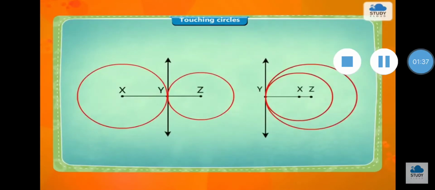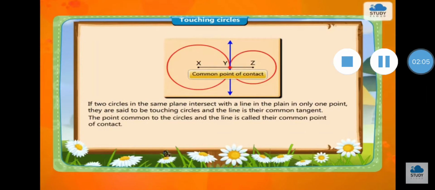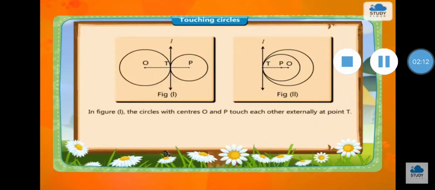Now, touching circles. You can see two circles. The first is circles touching externally, and the second is circles touching internally. If two circles in the same plane intersect a line in the plane at only one point, they are said to be touching circles and the line is their common tangent. The point common to the circles and the line is called their common point of contact. Circles can touch each other internally or externally.